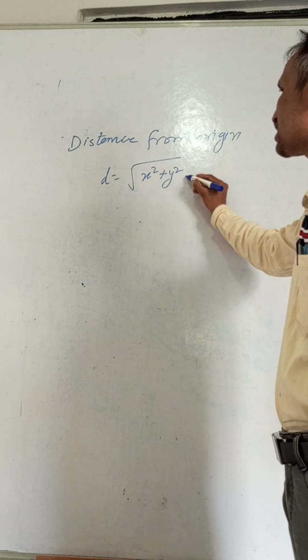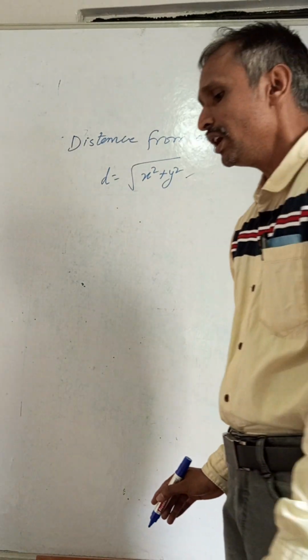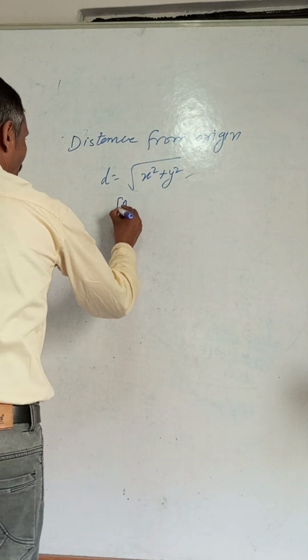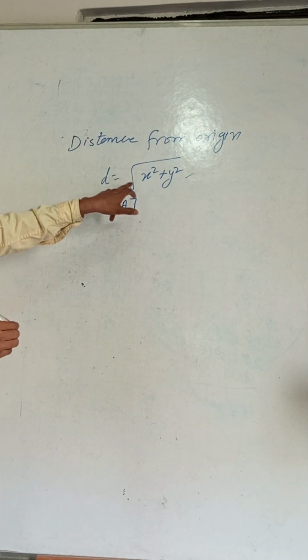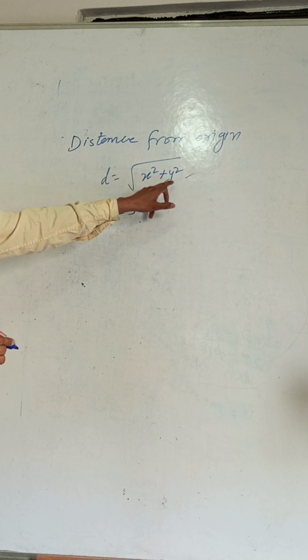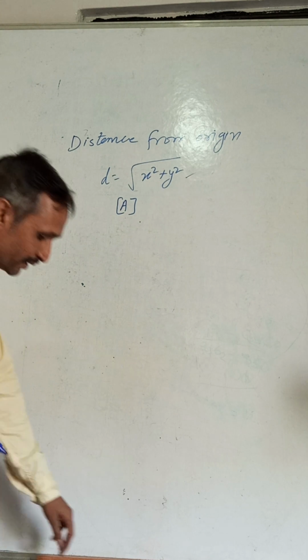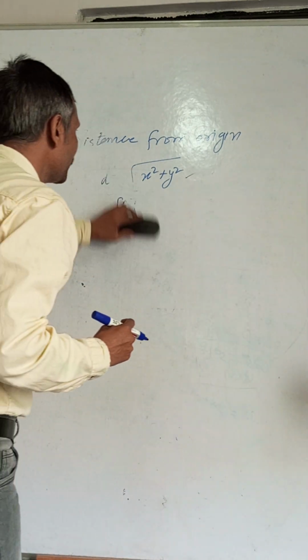So in this question, only the formula is asked. Option A is the correct answer. Option A means the distance from the origin is d equal to root of x square plus y square, with the x coordinate and the y coordinate. Let's go to the next question.